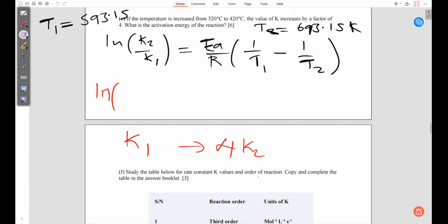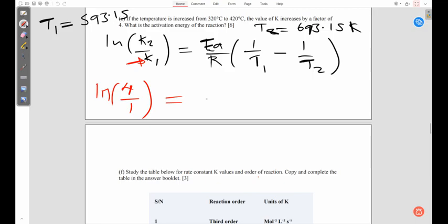Okay, so that implies if K1 is 1, your K2 will be 4. So let's say 4 over 1. The K1, which was the initial K value, has increased by a factor of 4, so it becomes 4 over 1. Now I'm trying to find the activation energy, which is represented by Ea.